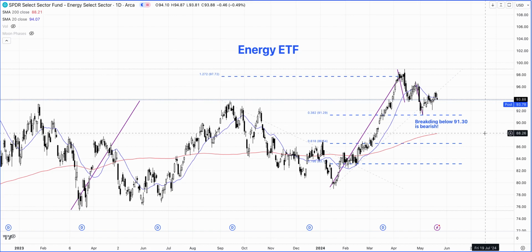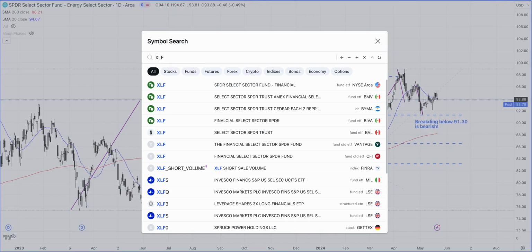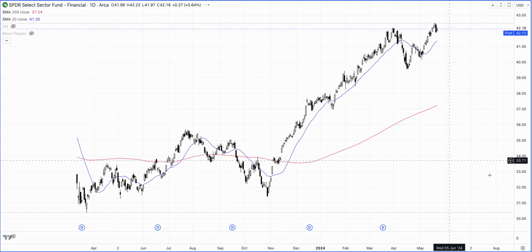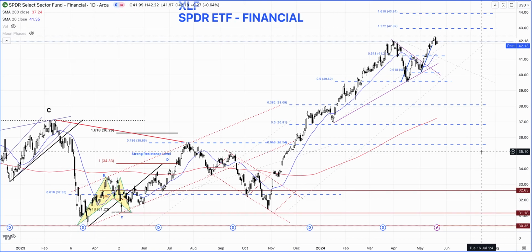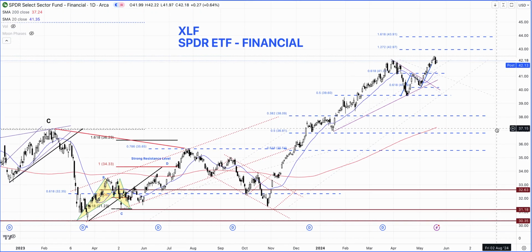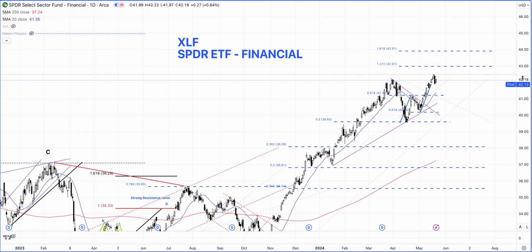Okay, then we'll take a look at XLF. This is the financial sector select. Now, I'm not going to go into the detail of these patterns, but just to say that yesterday there was a massive candle lower, and I believe it was because of JP Morgan. We'll have a look, but it looks like we are still targeting the 1.272 expansion around $43 per share.